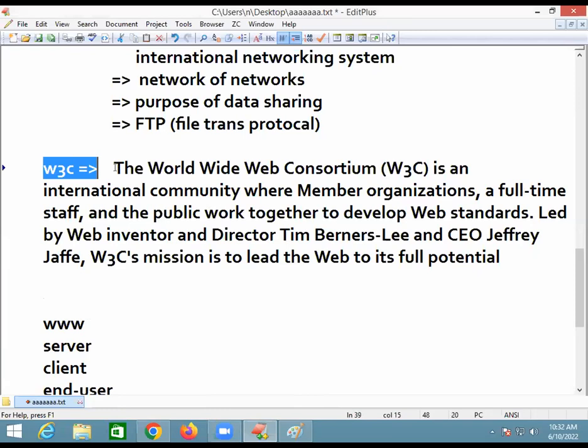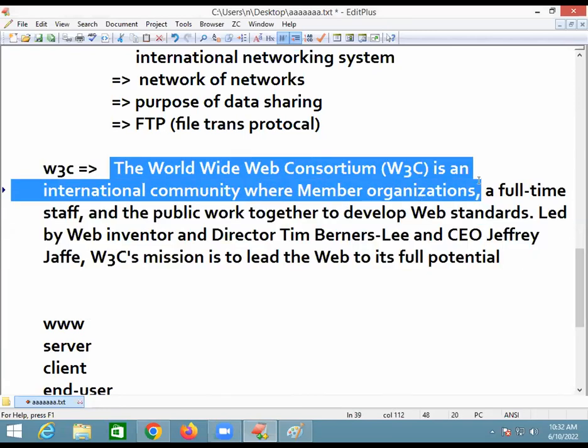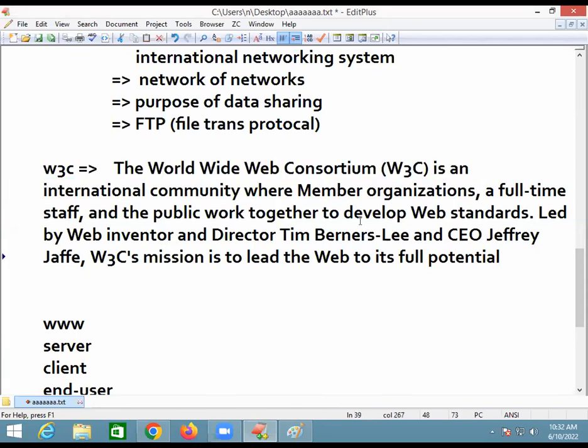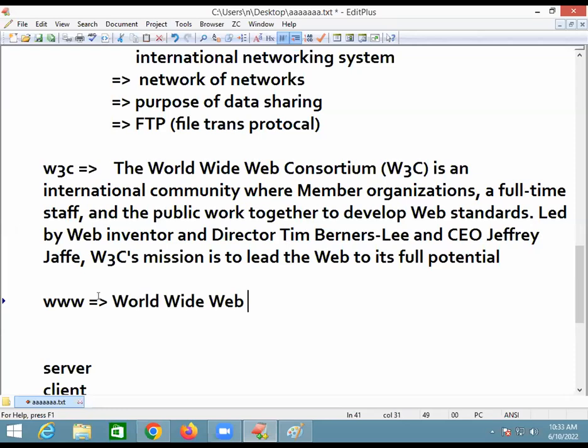So the W3C information, sir. Try to remember the first sentence especially, that is your FAQ. And don't forget this person's name, father of the web, Tim Berners-Lee. And the next one is WWW, World Wide Web. The full form of WWW is World Wide Web.